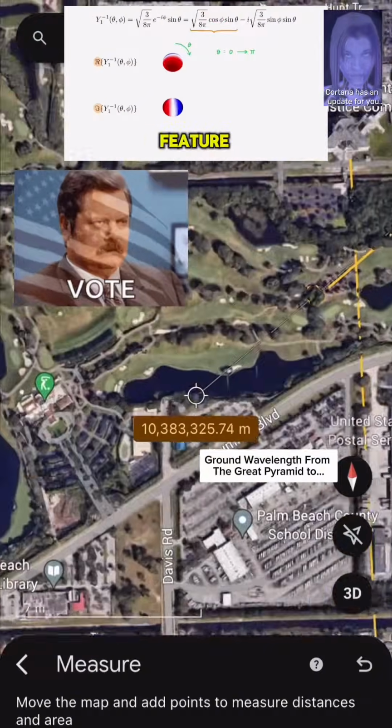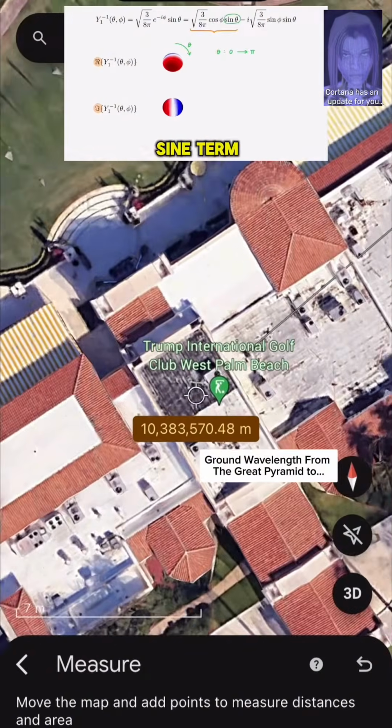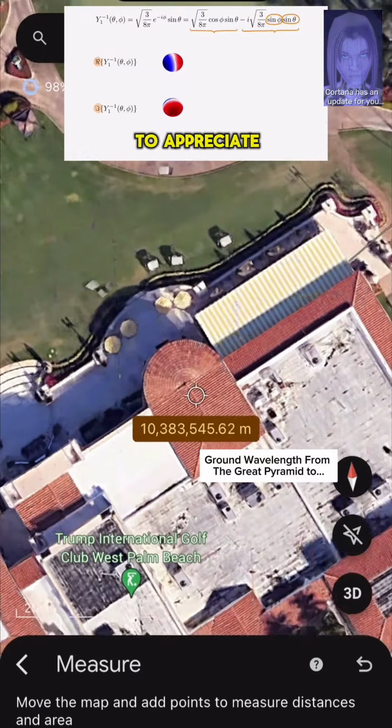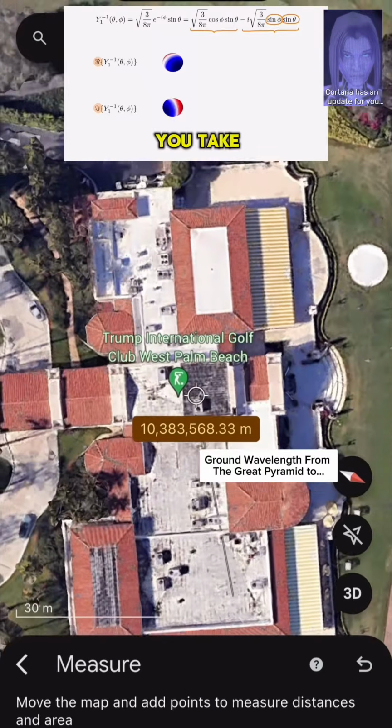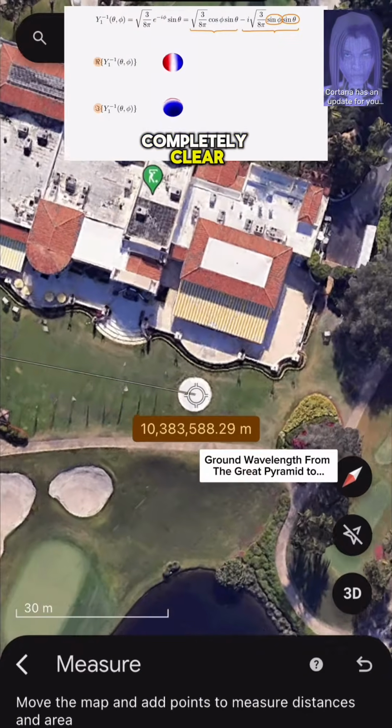Here we see that the theta dependence is fully captured by this sine term. We can finally make these diagrams rotate to appreciate the full angular dependence. It's not the easiest to get your head around this type of plot, so I recommend that you take your time until it becomes completely clear.